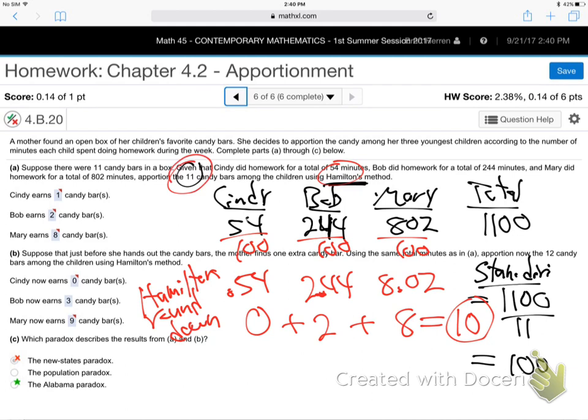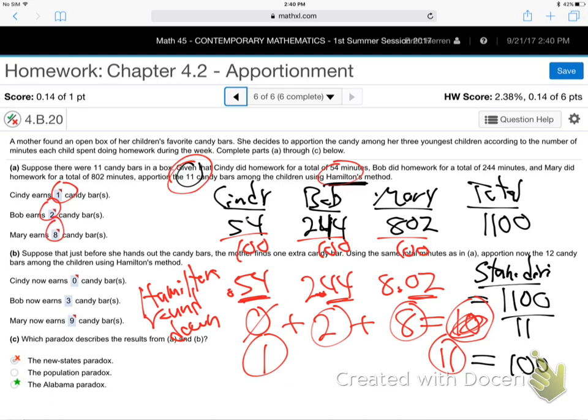And we actually have 11 to give away. So somebody gets an extra candy bar. Who gets the extra candy bar? The highest decimal. 0.54 is higher than 0.44 or 0.02. So this one will go to 1. So Cindy's happy. She gets a candy bar. Bob gets 2. Mary gets 8. There's the 11 candy bars. That's what it says over here, right? Cindy gets 1. Bob gets 2. Mary gets 8. Now, here comes the trick.